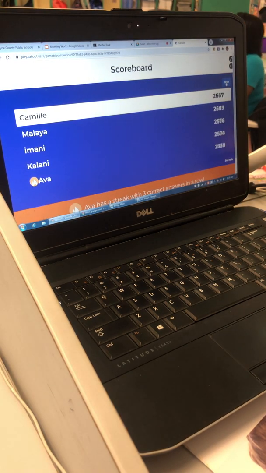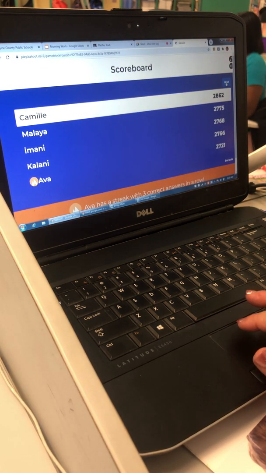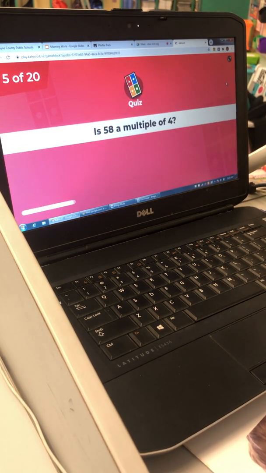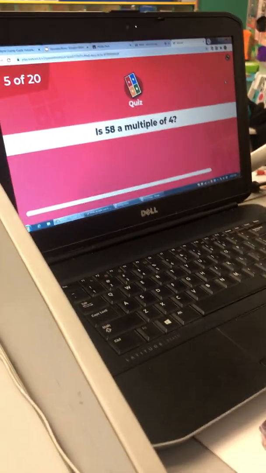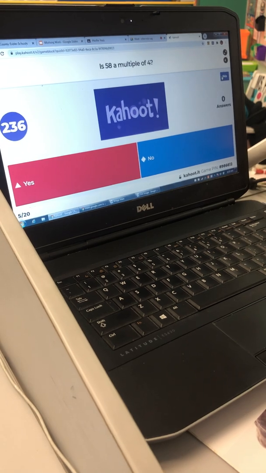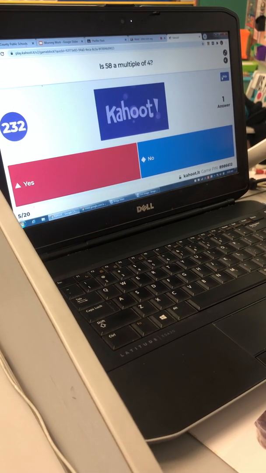All right. Ava's on a 3 correct answer streak. Camille's still in first. All right, moving on to the next question. Is 58 a multiple of 4? Now this is going to be over 12, so y'all need to make sure that you do all your facts and keep going. Just keep adding 4.